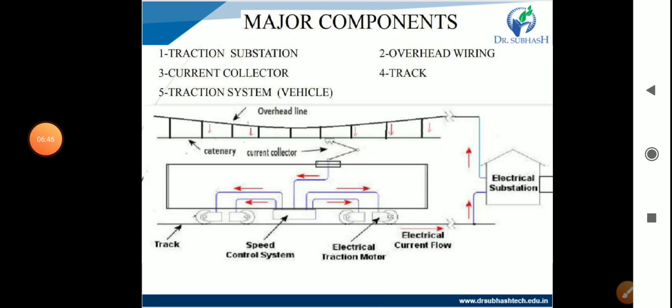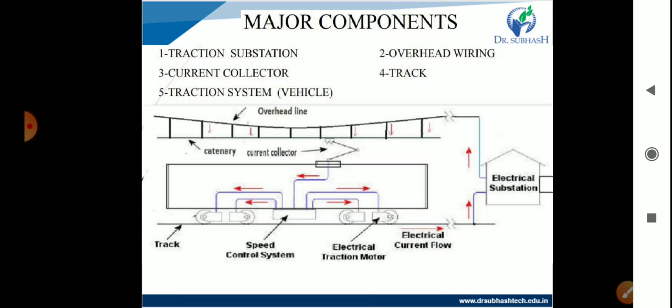The major components used in electric traction are, first, the traction substation, which provides the supply to the electric traction, and second, the overhead wire, through which the supply comes. The third is the current collector. It is on top of the electric traction, so it collects current from the overhead wire, which comes from the traction substation. The fourth is the track, which gives direction to the electric traction. And the fifth is the traction system, or we can call it the vehicle.